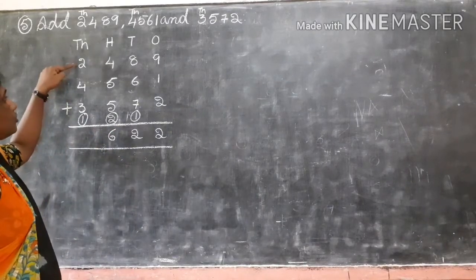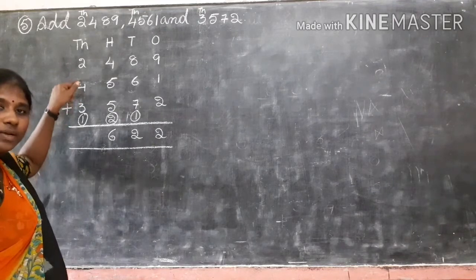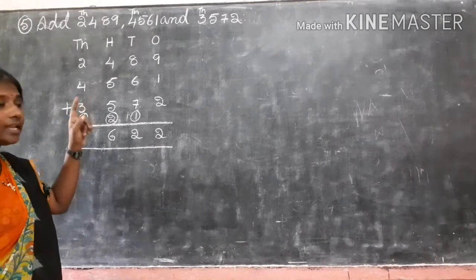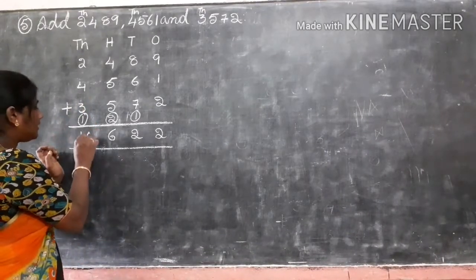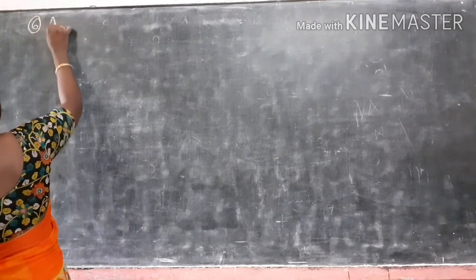Next one. 2 plus 4. 4 is here. 2 plus 4, easily you know, 6. 6 plus 3, when we add 6 plus 3, 9. 9 plus 1, 10. Okay children? Add.